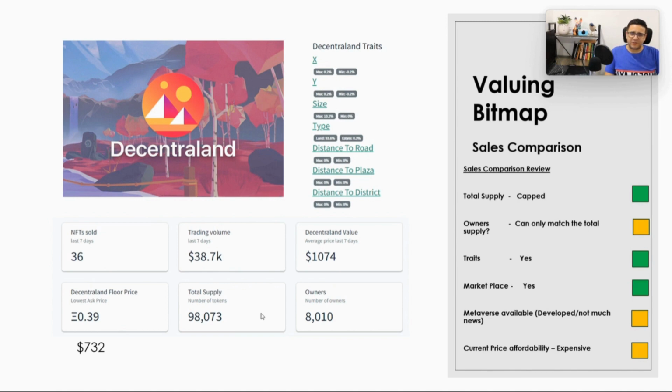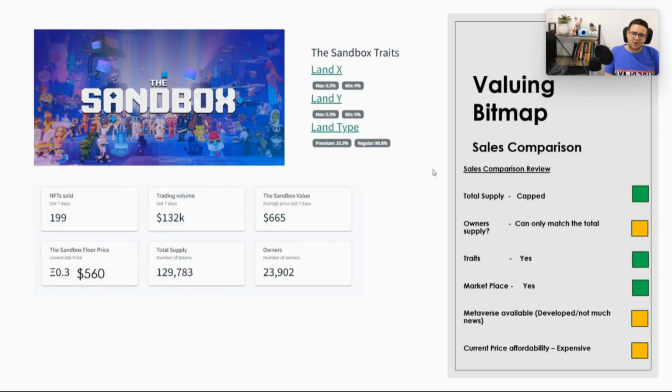And then in terms of affordability, as a new investor right now, to pick up one of these parcels or districts, the floor price at the moment is $732, which equates to about 0.39 ETH. Now, looking at Sandbox, it also follows similar scoring to Decentraland. So we can quickly go through it.